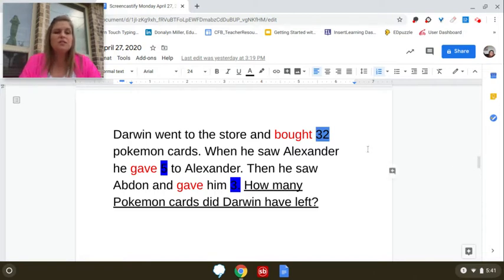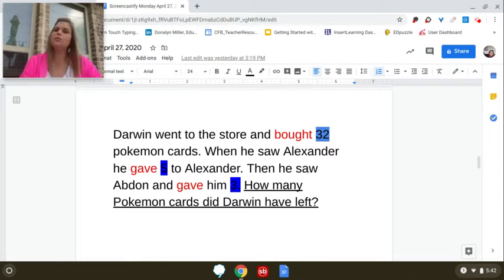So Darwin went to the store and he bought 32 Pokemon cards. So we're going to take that 32, and I've highlighted it here. You're going to circle it. When he saw Alexander, he gave 5 to Alexander. So we need to go ahead and do the 5. Then he saw Abdon and he gave 3. How many Pokemon cards did he have left?